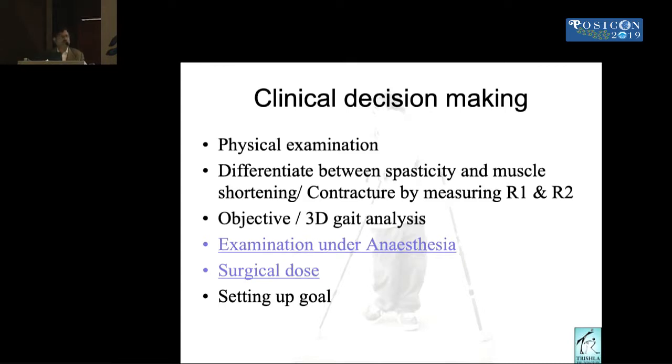It is very important to differentiate between spasticity and muscle shortening, because we are not going to manage the spasticity by surgery. By surgery, we are managing contracture only.